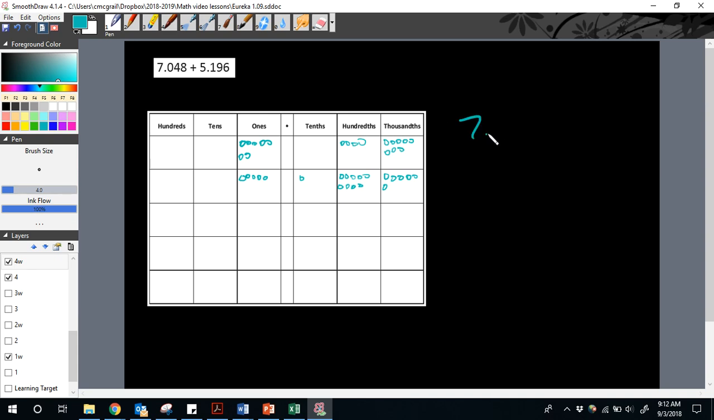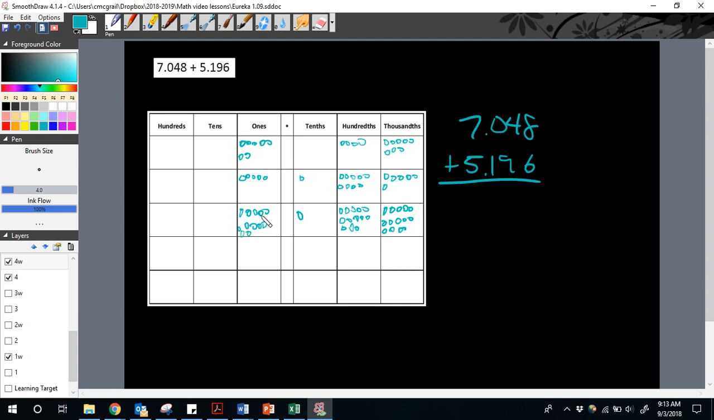Let's set up our standard algorithm before we move on. 7 and 48 thousandths plus 5 and 196 thousandths. Okay, 8 plus 6, we get 14. 4 plus 9 is going to be 13. 1/10. And 7 plus 5 is 12.